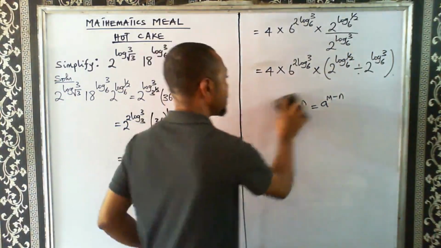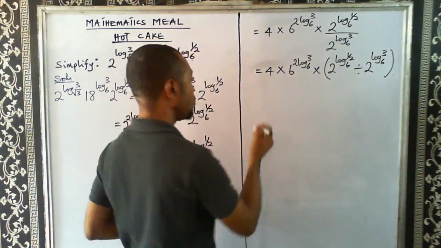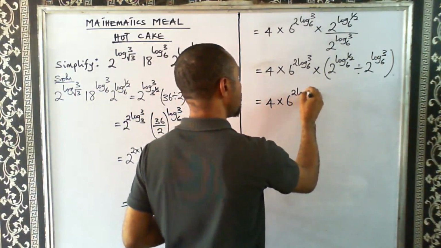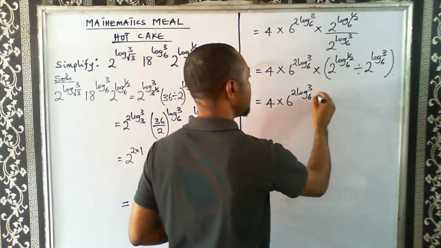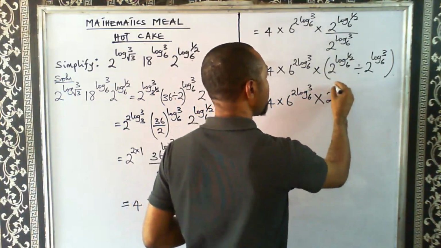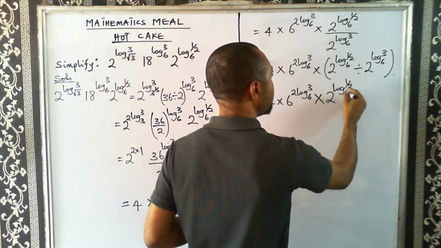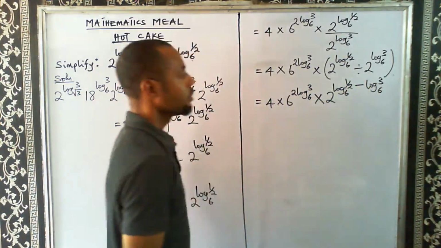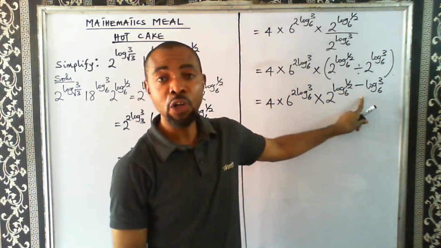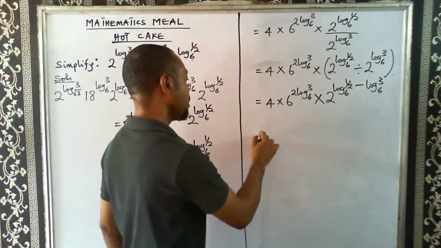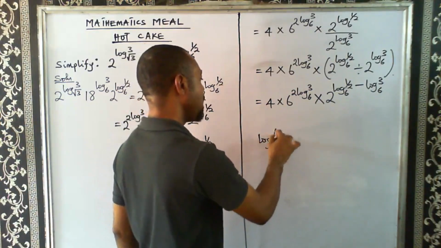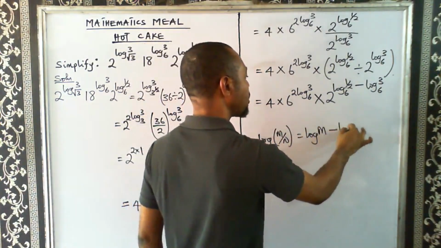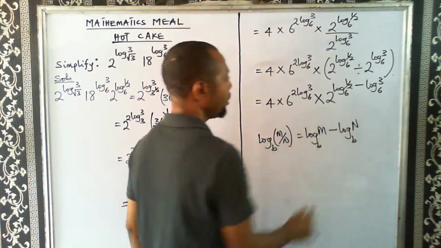So if we do that, we will have 4 times 6 raised to power 2 log 3 in base 6 times 2 raised to power log half in base 6 minus log 3 in base 6. Now let's simplify this using the second law of logarithm. In the second law of logarithm, we know that log in base b of m over n is log m minus log n in base b. So we have this now.